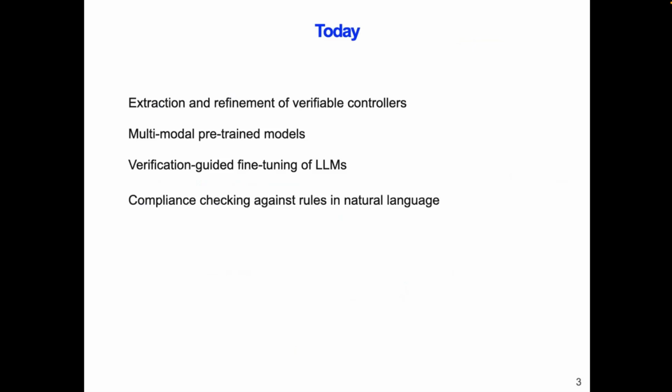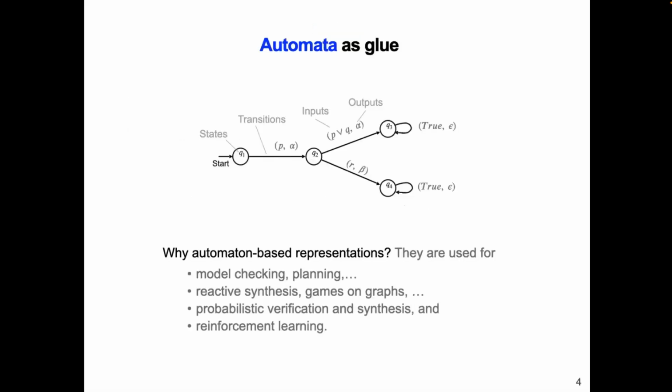Today I have three pieces of work, and to make it more confusing, I list them as four things. The first two are related to each other, and they are essentially extracting controllers from interactions with language models, and then thinking about their verifiability. And then the third piece is using verification to fine-tune LLMs, and the other one is a little bit different. I will come to that, and we'll see what it is. So let's get into it.